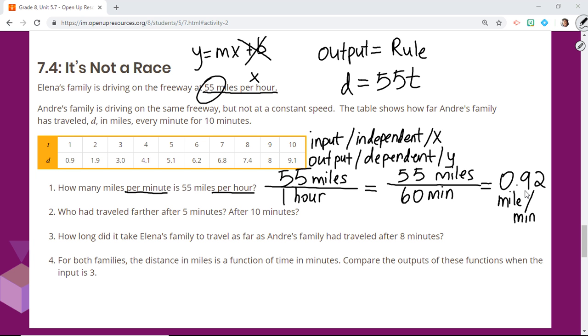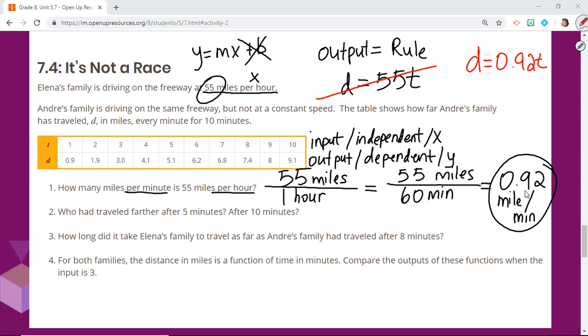So to answer the question, how many miles per minute is 55 miles per hour? 0.92 miles per minute. Okay, so we're going to use that, and that's basically our new slope, our new rate of change. So instead of d equals 55t, that's going to change to d equals 0.92t. So the output, the distance traveled, is going to be equal to the rate of change, 0.92 miles per minute, times each minute that we're traveling.